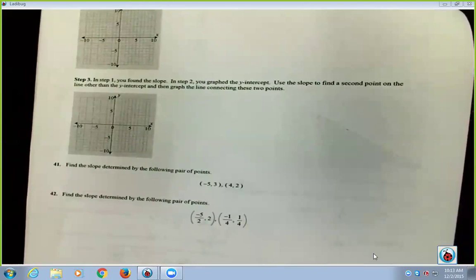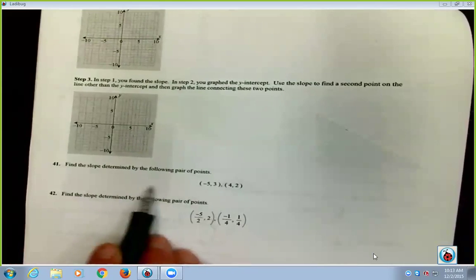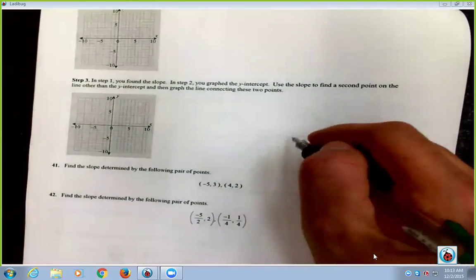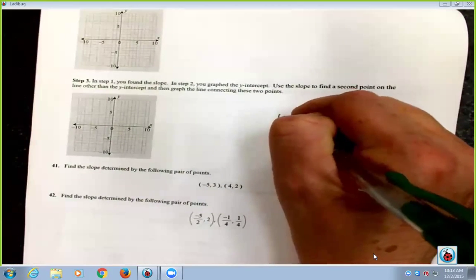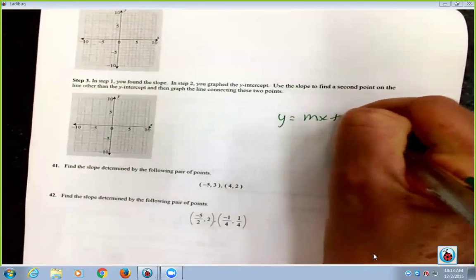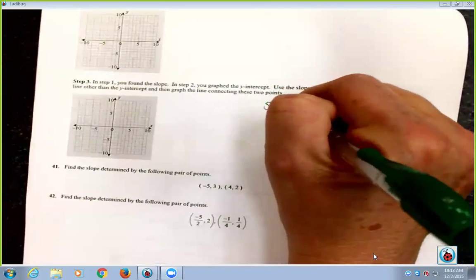So then, 41. So what are we going to do with 41? It says the slope determined by the pairs. What's my slope formula? So let's just put all the formulas in here. So one that we had was y equals mx plus b. And that is slope-intercept form, and we just did that one.